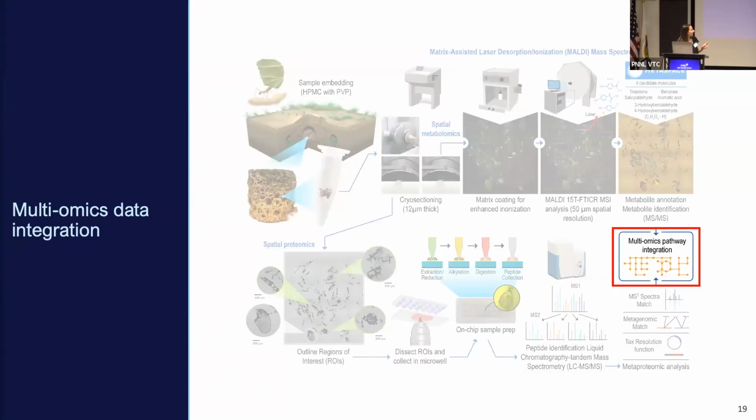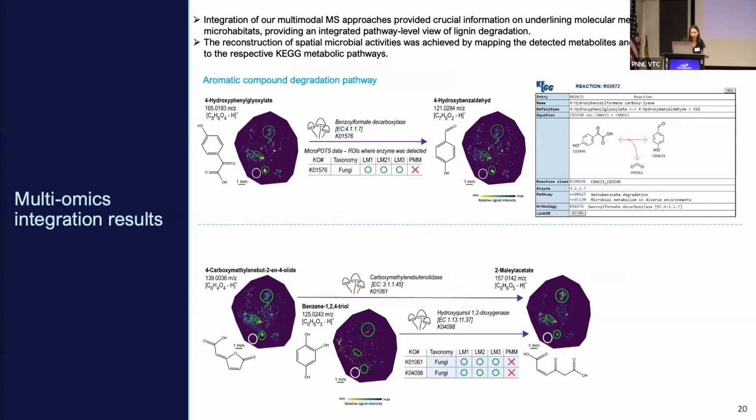In the end, we integrated our spatial metabolomics and spatial proteomics results to reveal some underlying biological pathways occurring in those tiny microscale regions. So we mapped the detected metabolites and the paired enzymes in the respective KEGG metabolic pathways. From our METASPACE platform, we exported all the annotated metabolites, and they had their KEGG compound number. On the other hand, from metaproteomics analysis, we did functional annotation and had the KEGG orthology number for each of those clusters. So it was really easy to put together and integrate our spatial proteomics and metabolomics results.